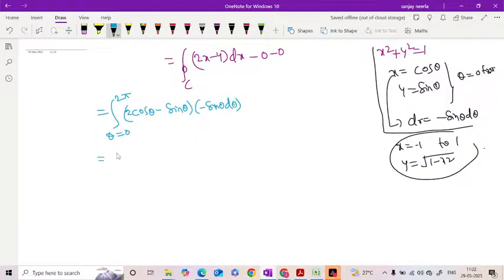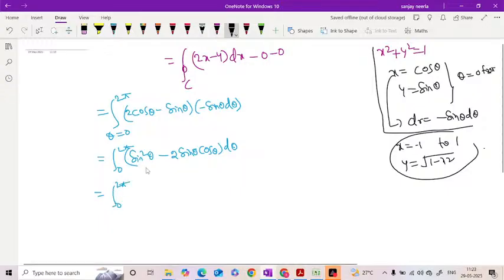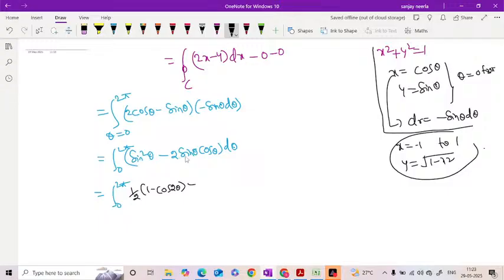That means now it is divided into two integrals. Now the integral from 0 to 2 pi of sin square theta minus 2 sin theta cos theta, into d theta. Now sin square we can write as 1 by 2 of (1 minus cos of 2 theta), minus, 2 sin theta cos theta we can write as sin of 2 theta, into d theta. Now just do the normal integration.